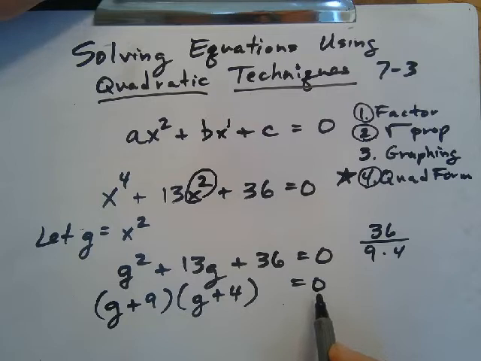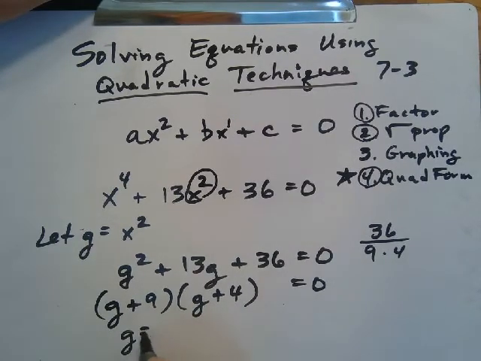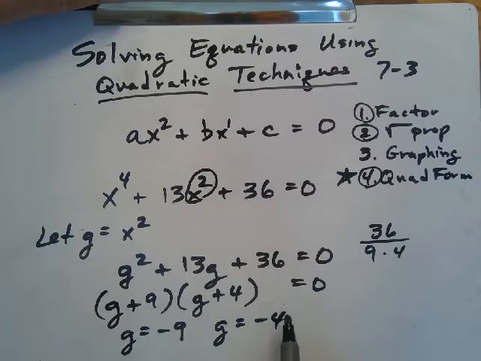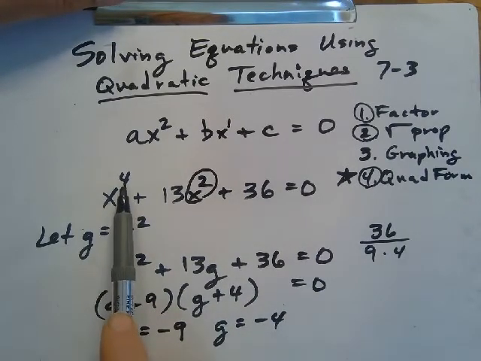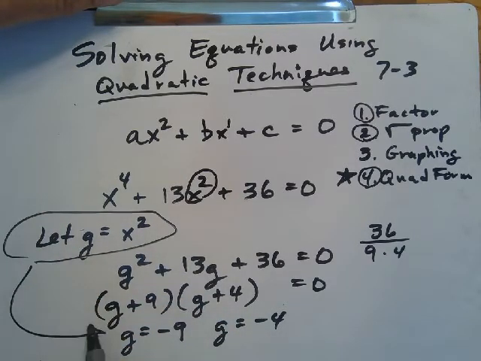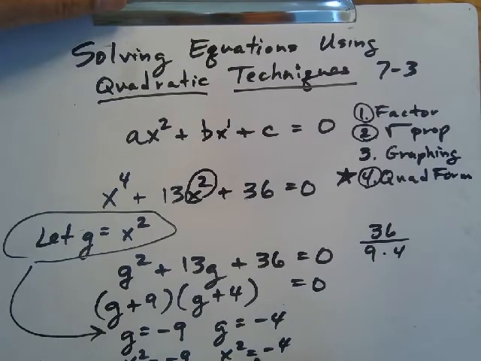Now, at this point, I can solve this, and I find that g is equal to negative 9, and g is equal to negative 4. So there are the two solutions to this. However, since this is an x to the 4th polynomial, I should expect 4 answers. These g's are not really part of my original problem. I'm going to take this and resubstitute it back in. x squared is equal to negative 9, and x squared is equal to negative 4. As we look at this now, this has 2 answers, and this has 2 answers.